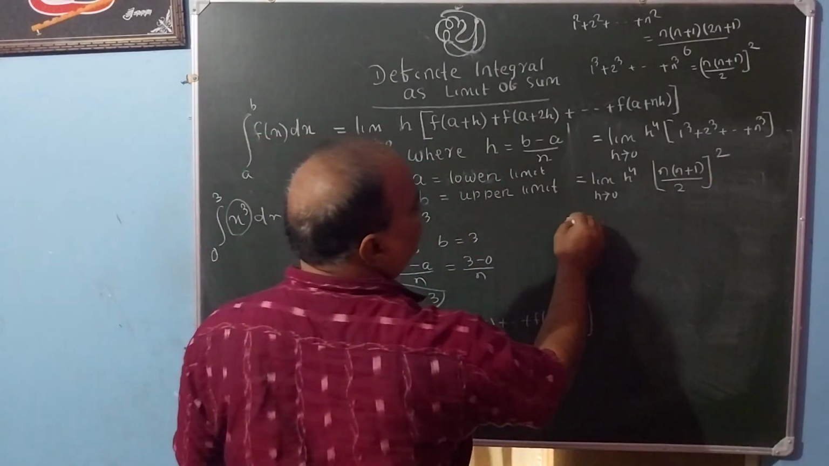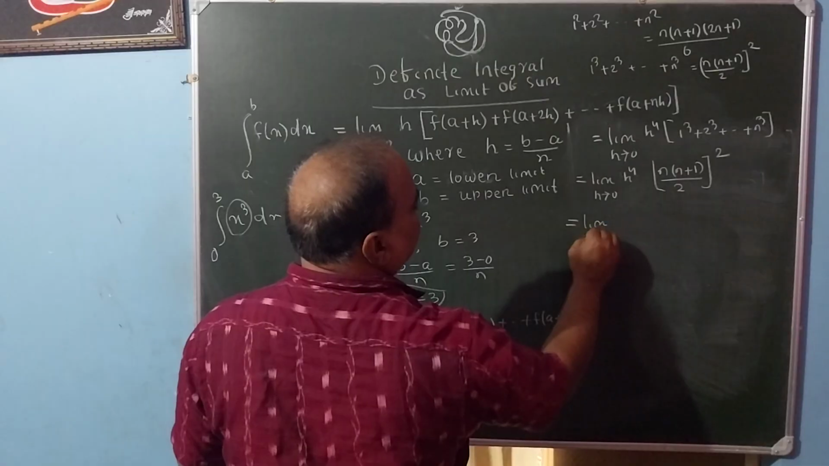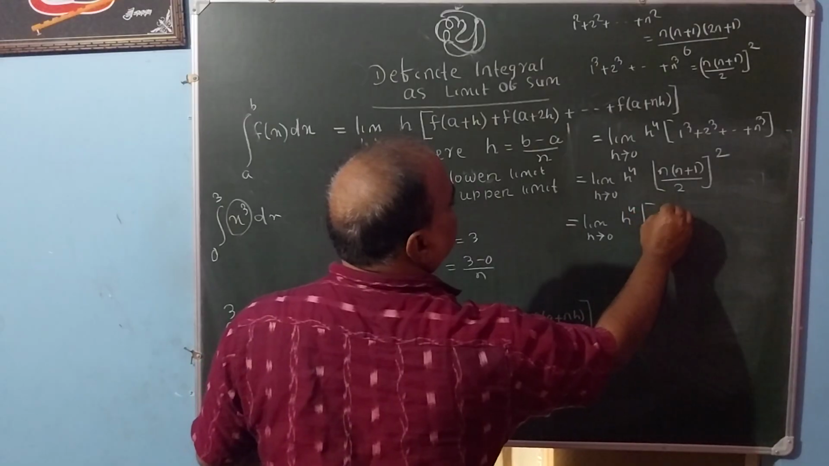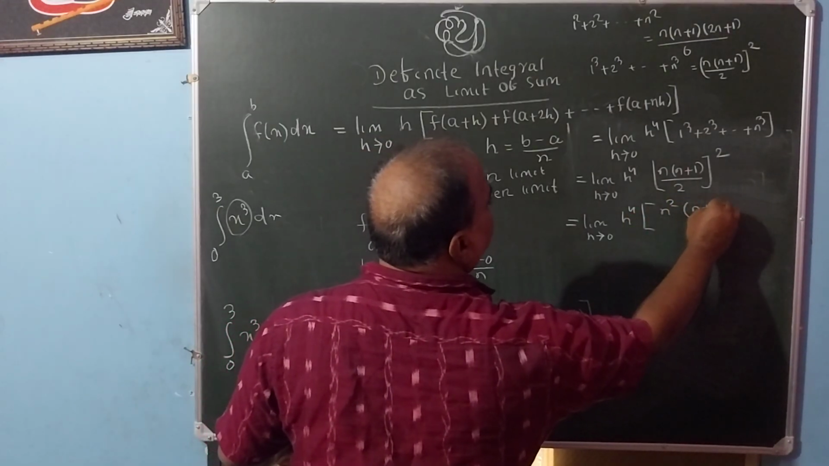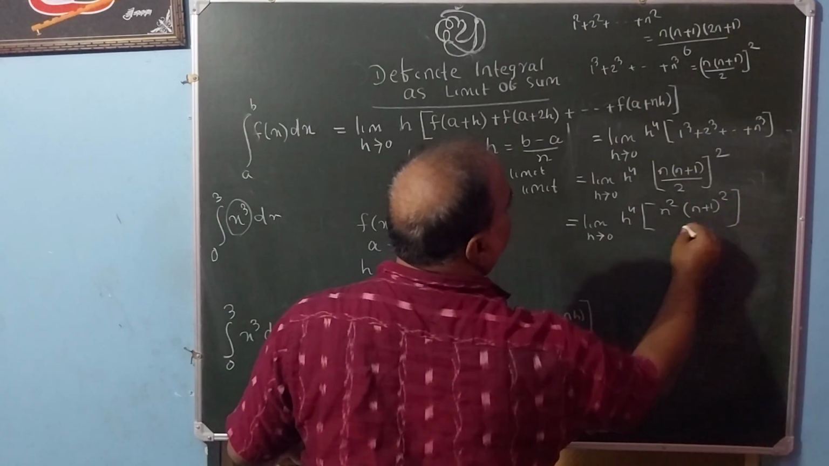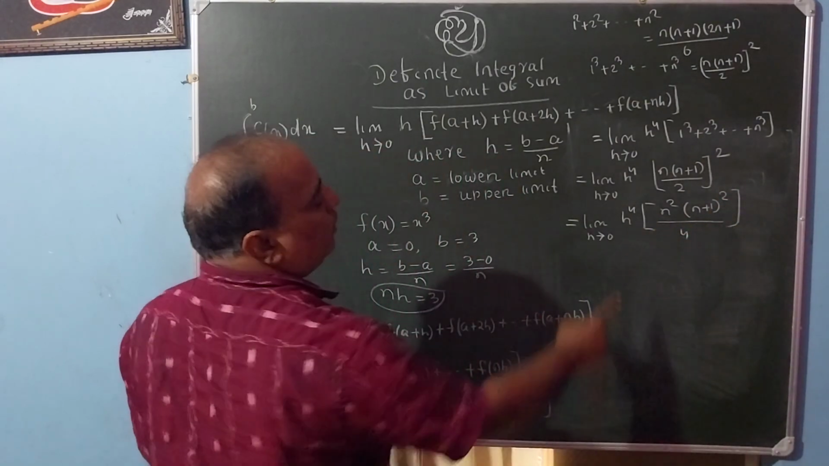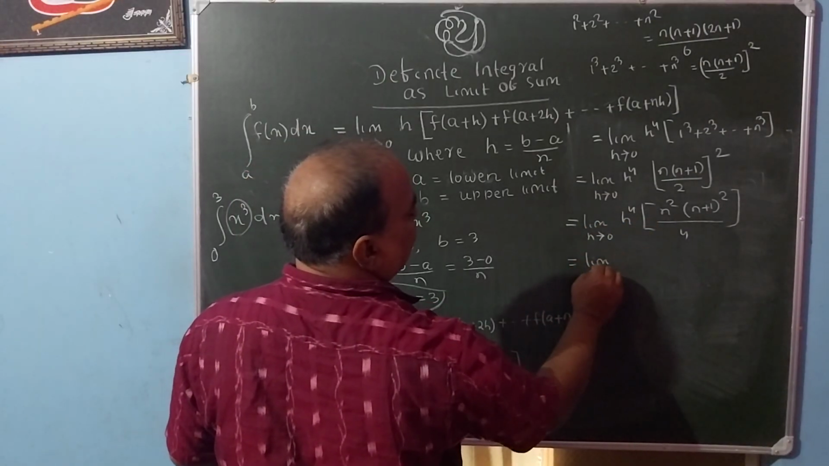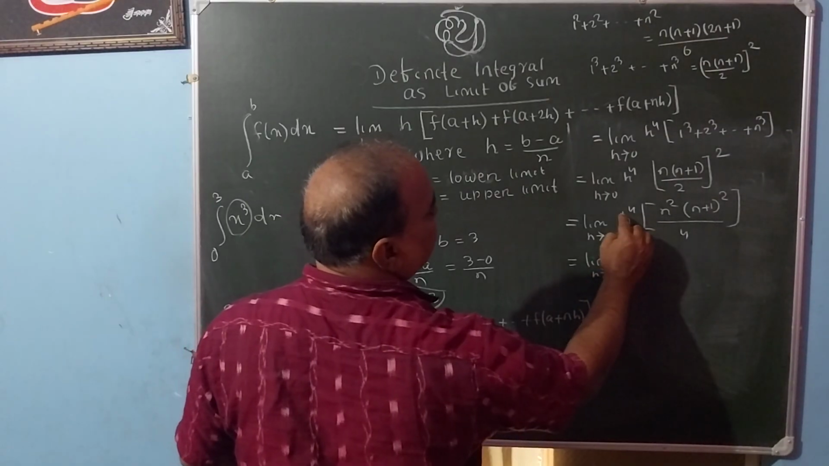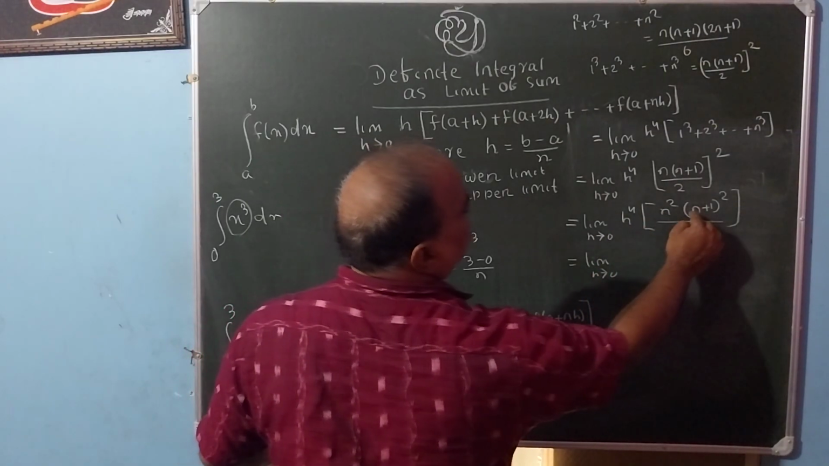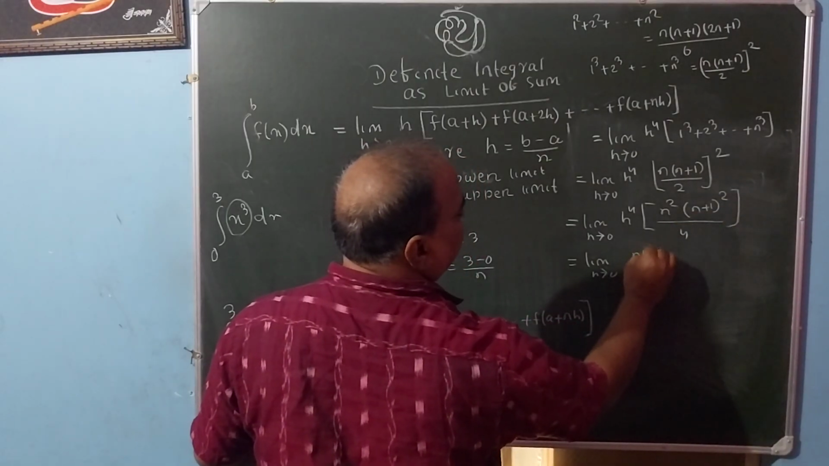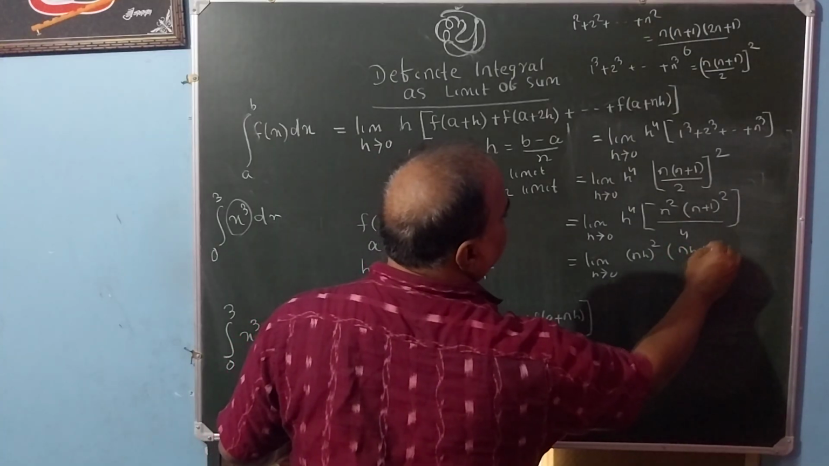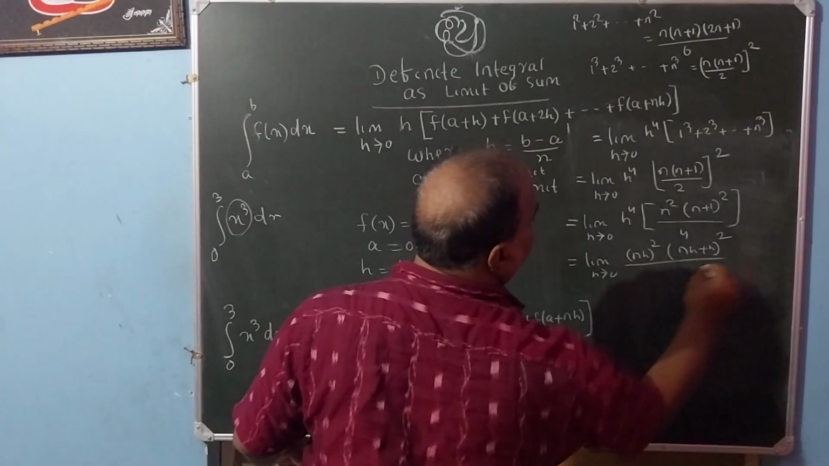Now this can be written as limit h tends to 0, h to the power 4, n square into n plus 1 whole square by 4. Now h to the power 4 here, this can be written as limit h tends to 0, h square here, and another h square will multiply there. So this can be written as nh whole square, nh plus h whole square by 4.